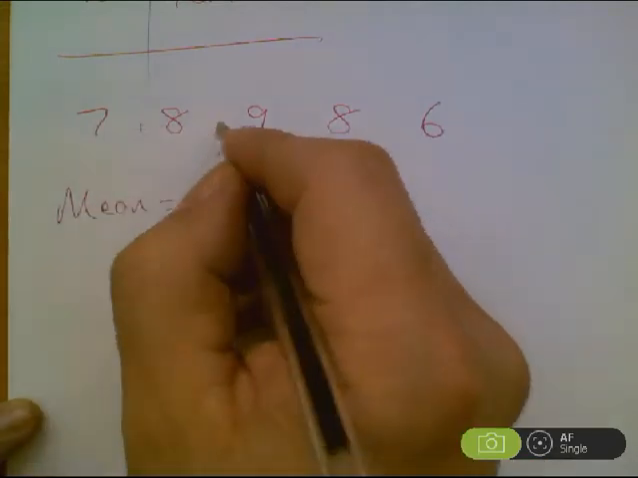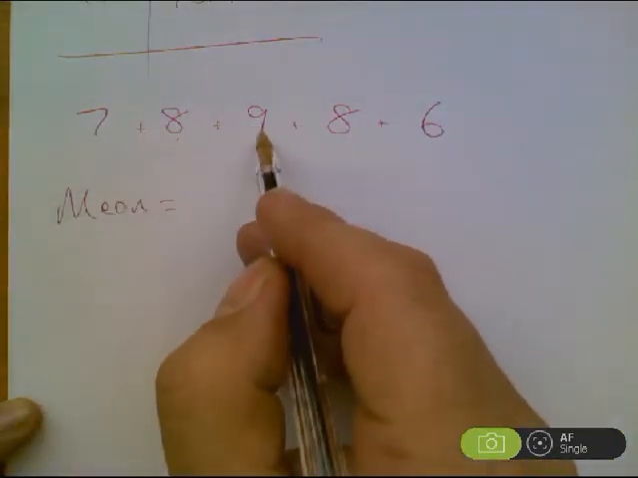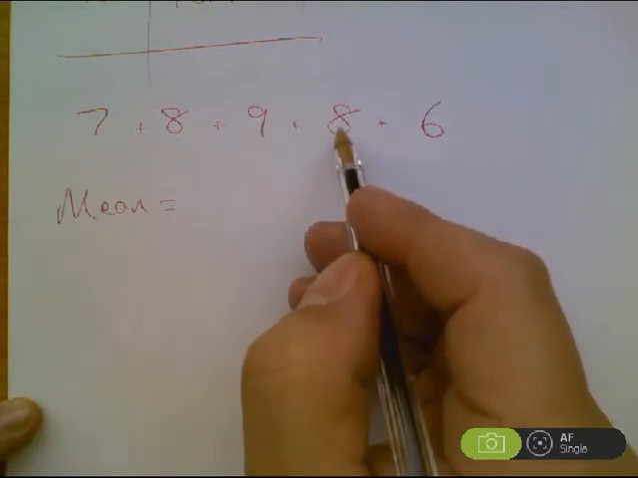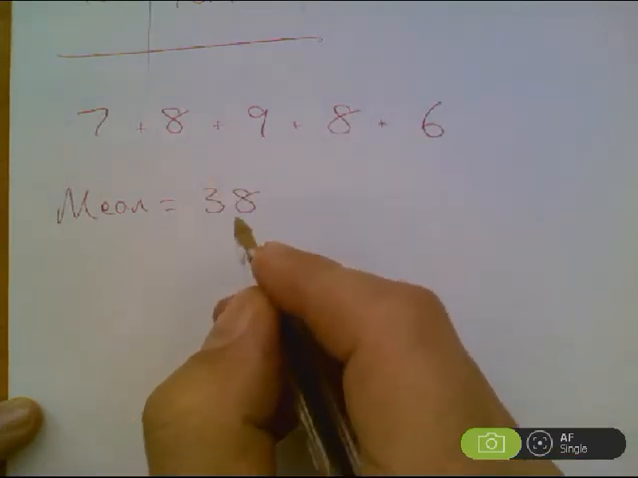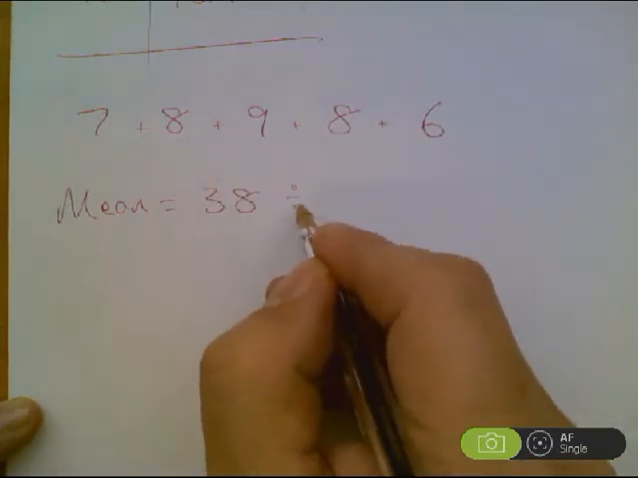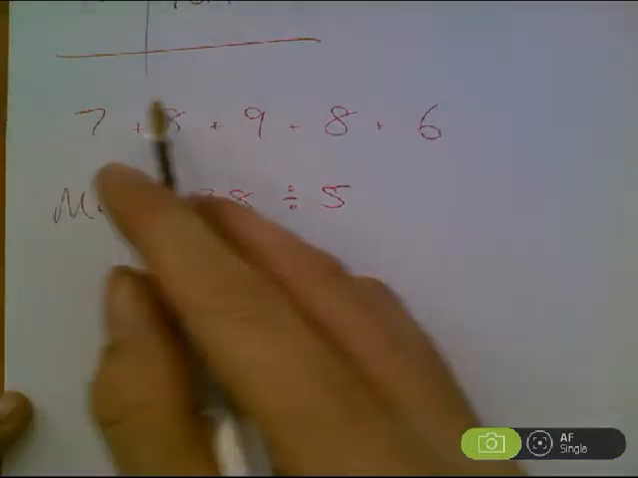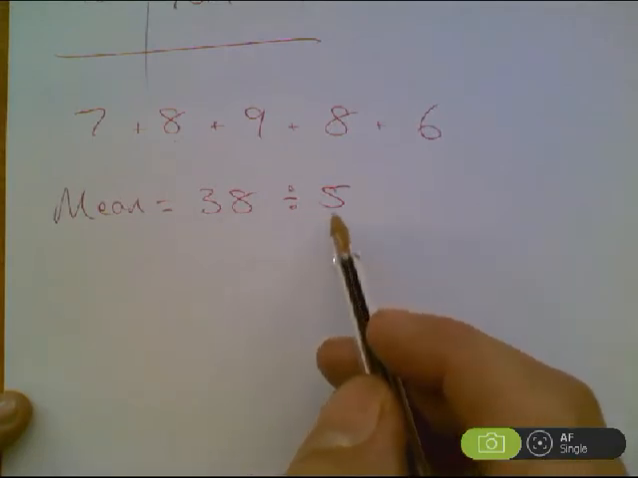So I'll do 7 add 8 is 15, add 9 is 24, add 8 is 32, add 6 is 38, and I need to divide that by how many there are. So 38 divided by 5 would be the mean. So add them all up and share them back out again, in other words. So 38 divided by 5.